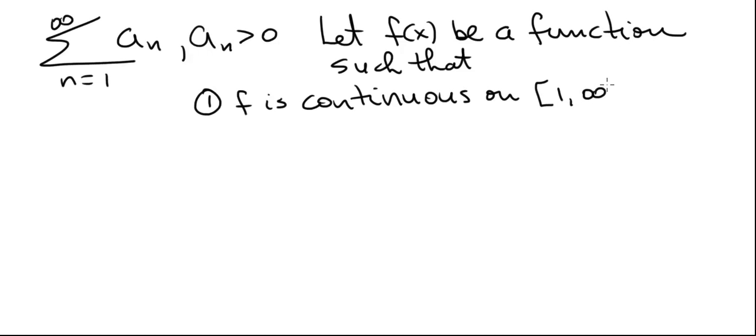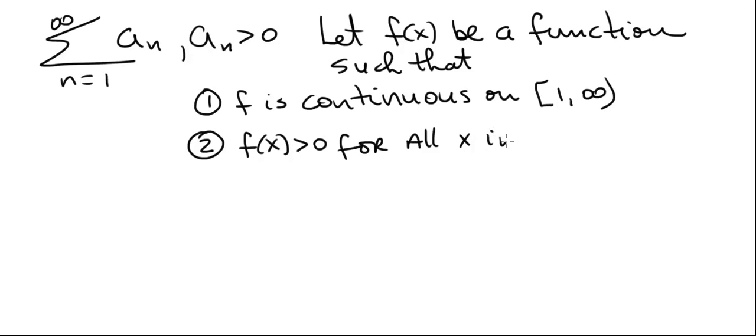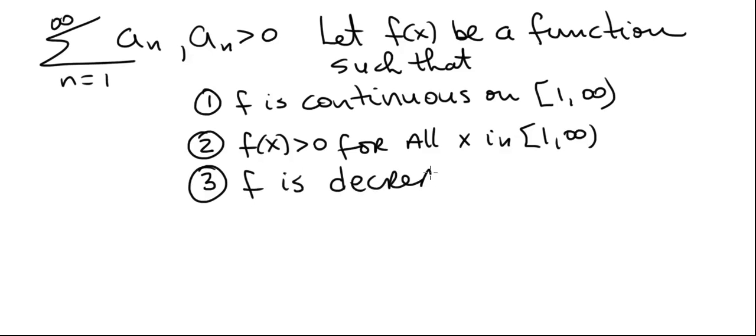Now if the series starts at 2, then the interval we'd be interested in is 2 to infinity instead of 1 to infinity. Number 2, f of x is greater than 0 for all x in the interval 1 to infinity. The third condition, f is decreasing on the interval 1 to infinity.